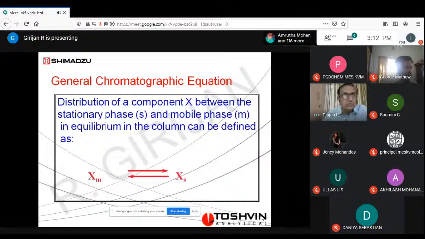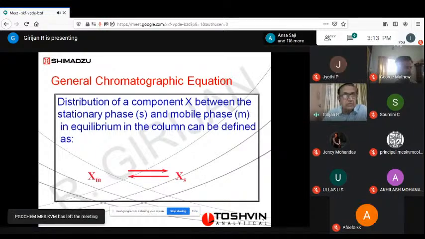Okay, now what is your intention? Whatever has gone inside the column has to come out. That's a very basic thumb rule in GC or LC. Whatever goes inside has to come out. So when the sample is getting distributed between the mobile phase and stationary phase, ultimately our aim is to take out the entire amount of sample from the column. It should come out and go to the detector. And that is your optimization process.